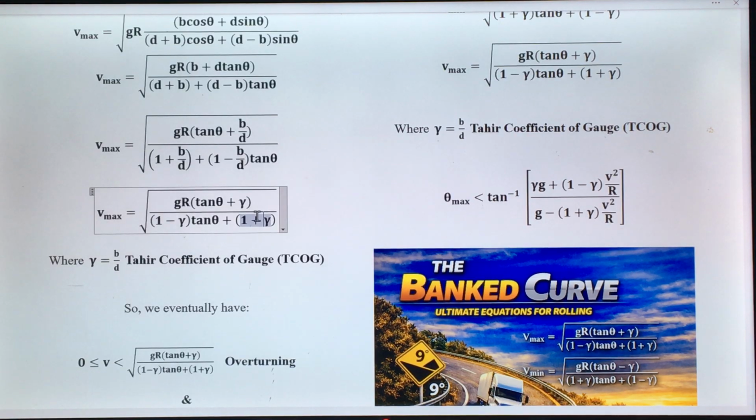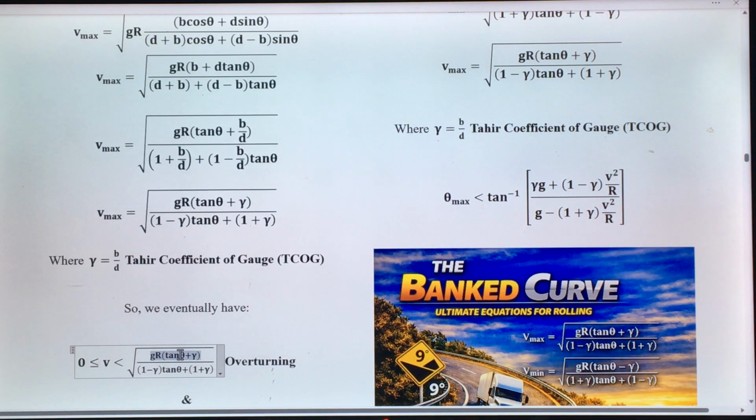So let us describe for the first time in history the coefficient, and let us call it the Tahir coefficient of gauge, T cog. Gamma is equal to b over d. So eventually we have this expression: v should be greater than or equal to 0 and less than or equal to the square root of g r tan theta plus Tahir coefficient of gauge divided by 1 minus Tahir coefficient of gauge tan theta, for overturning.